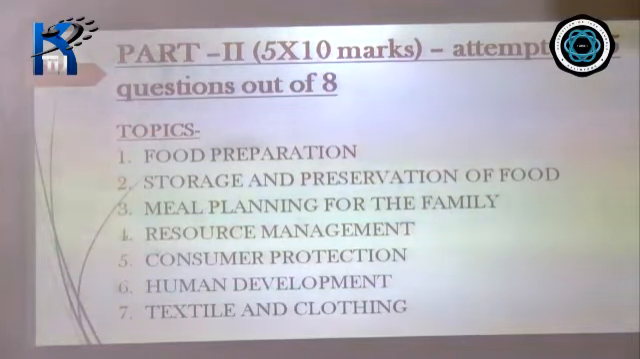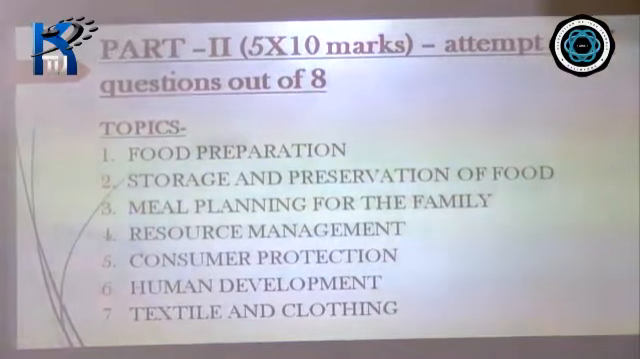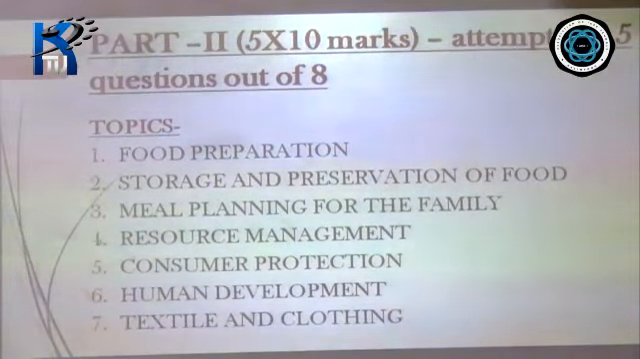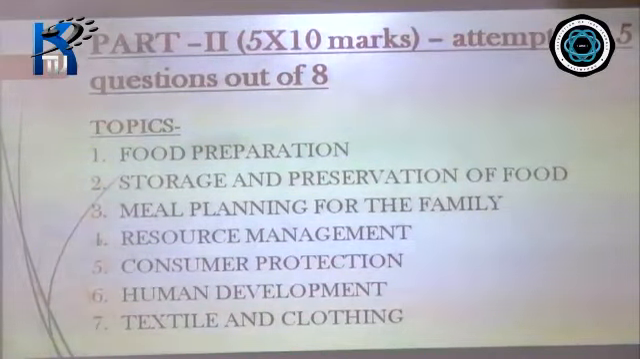So it is not that each question is entirely 10 marks, but it is divided into maybe 2 or 3 questions, each carrying 5 marks or less, so that the total marks per question is 10 marks. The topics on which you will be examined on are food preparation, storage and preservation of food, meal planning for the family, resource management, consumer protection, human development, textile and clothing.